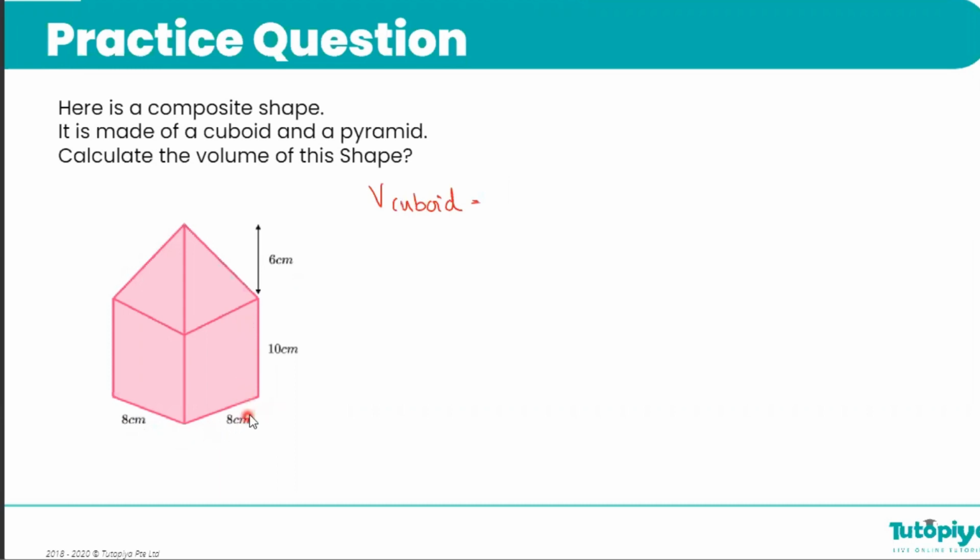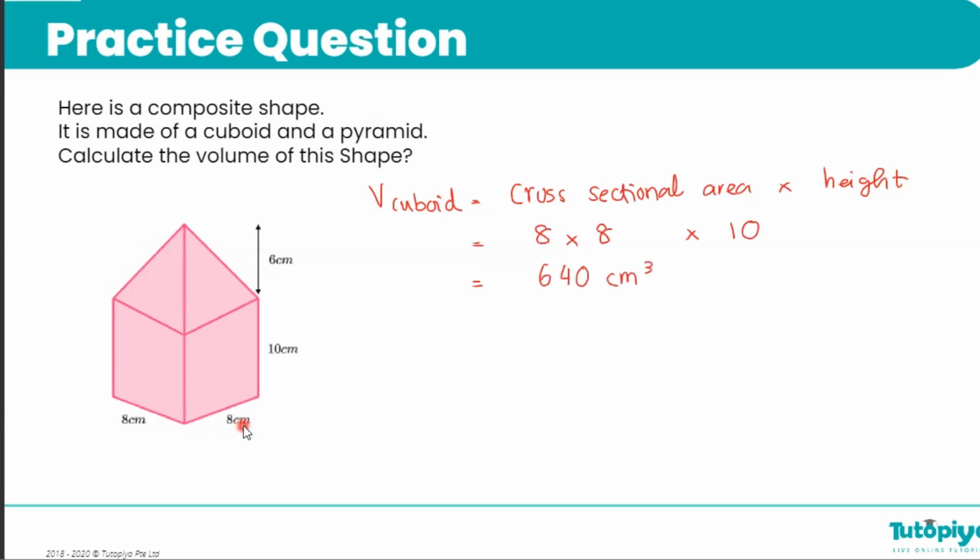And in this case, I can see that to work out the cross-sectional area, for this specific cuboid, the length and the width are the exact same. So we have a square cross-sectional area. So I'm going to work out the cross-sectional area first, and then I will times this by the height. Because the cross-section is a square, that's just 8 times 8 times the height that we have, that's 10 centimeters. So the volume of this cuboid at the bottom should be 640 cubic centimeters.